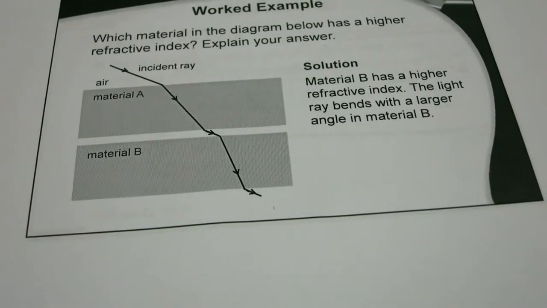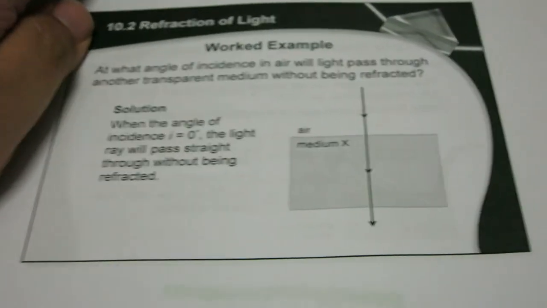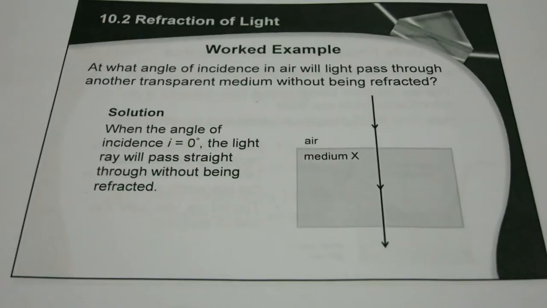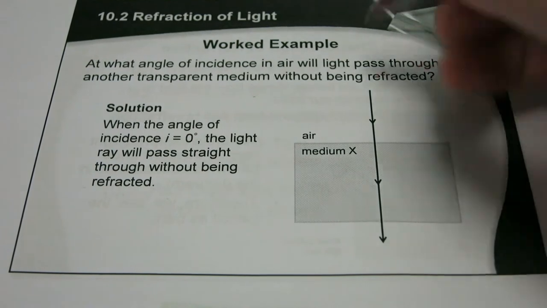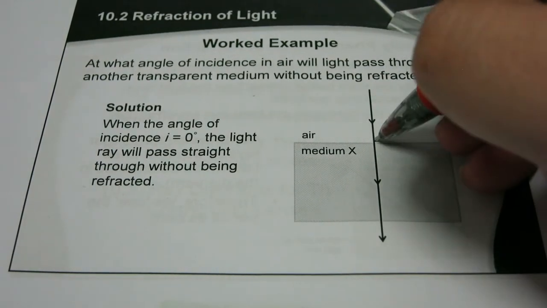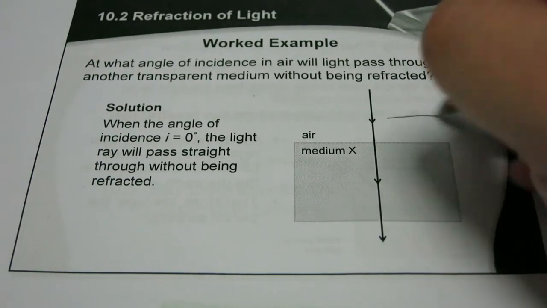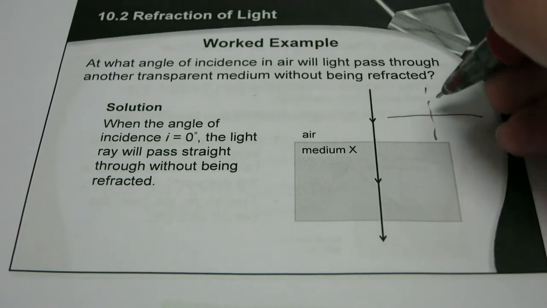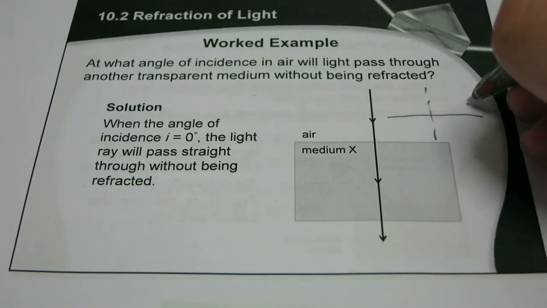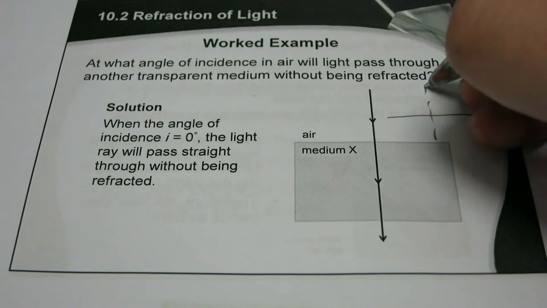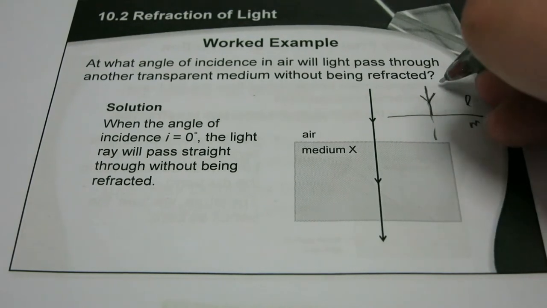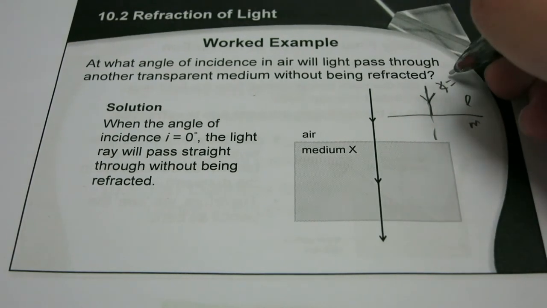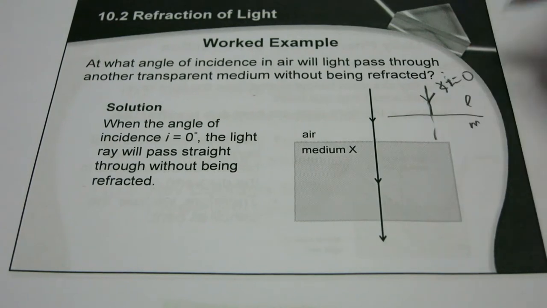Alright, so just one more final example before I go into another set of notes. What happens if my light ray enters at an angle of incidence of 0? So remember, the angle of incidence is between the incident ray and the normal. So if I'm traveling from less to more, and the light ray is like this, my angle of incidence is 0. So in this case, there is actually no refraction.